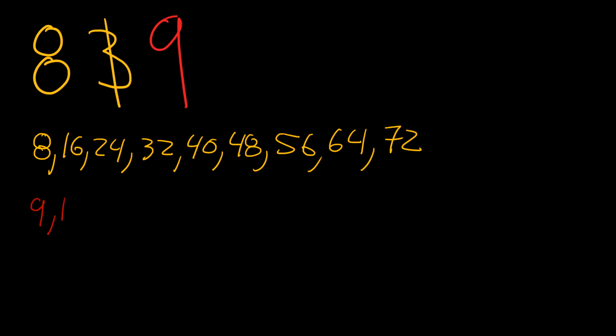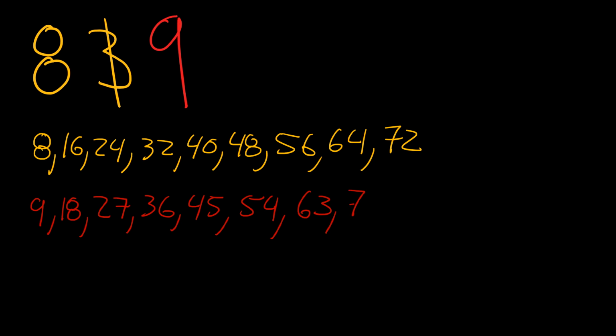Now let's list our multiples of 9. We have 9, 18, 27, 36, 45, 54, 63, 72. So now we look at our multiples of 8. Let's look at the list of multiples of 8, and let's look at the list of multiples of 9. And we can see that the lowest one they have in common is going to be 72. So that will be our LCM between 8 and 9.